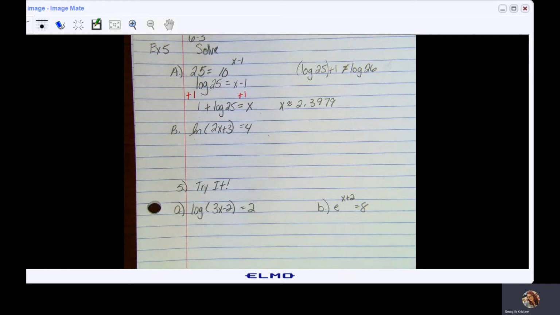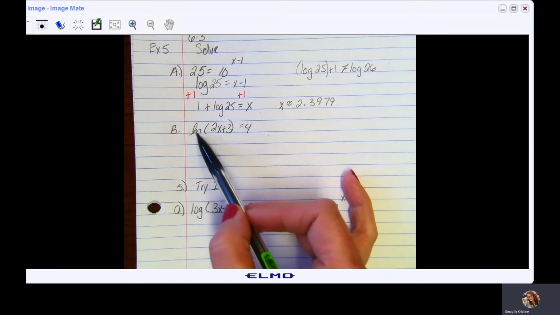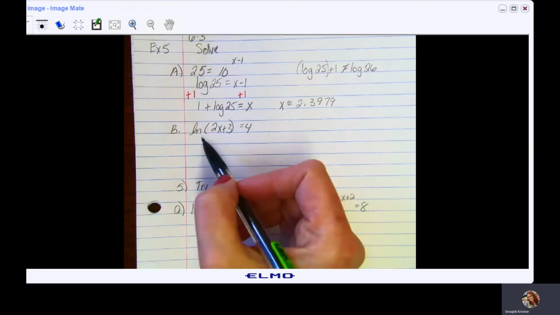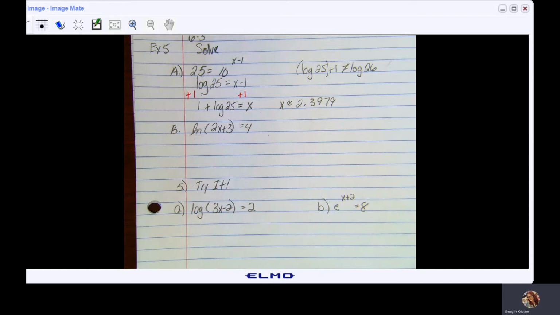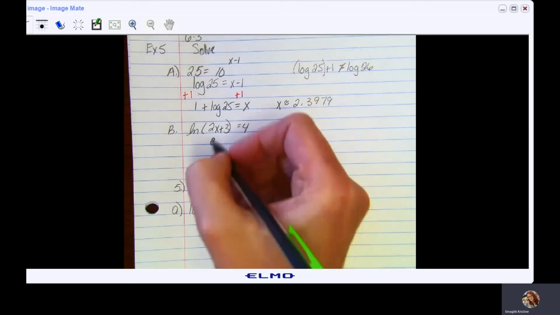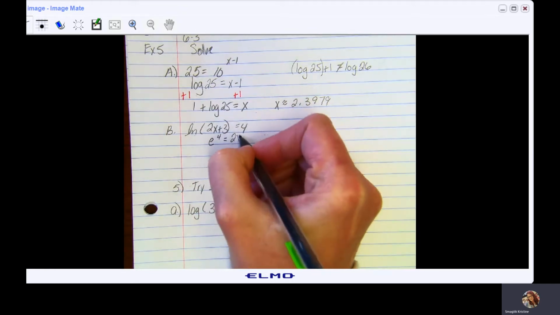Let's take a look at B. Natural log of 2x plus 3 equals 4. So again, I need to get x isolated right now. It's within parentheses and we've got the natural log. So I'm going to undo that. Now, the base here, again, we don't see the base. I've got natural log. That means the base is e. So I'm going to write this now in exponential form. I have e, that's my base, raised to the exponent, which is going to be 4, equals the result or the argument, which is 2x plus 3.